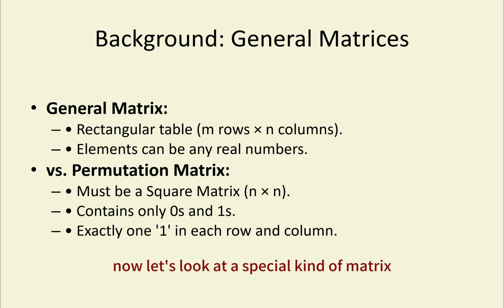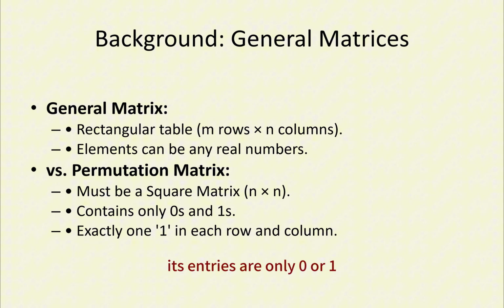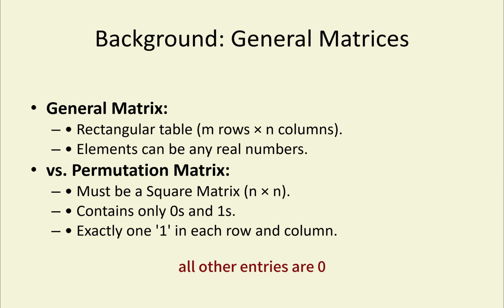Now let's look at a special kind of matrix, the permutation matrix. A general matrix can be any rectangular array with arbitrary real entries. In contrast, a permutation matrix must be square. Its entries are only 0 or 1. Each row contains exactly one 1, and each column also contains exactly one 1. All other entries are 0.